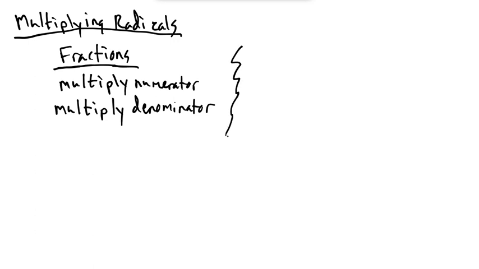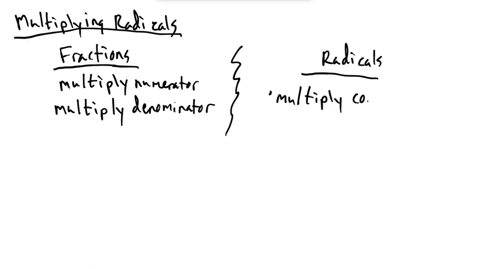So for fractions, we multiplied the tops together, we multiplied the bottoms together. Radicals are very similar. With radicals or square roots, we're going to multiply the coefficients together, or the numbers outside of the radical, and we're going to multiply the numbers inside the radicals together. So multiply the outsides together and multiply the insides together.